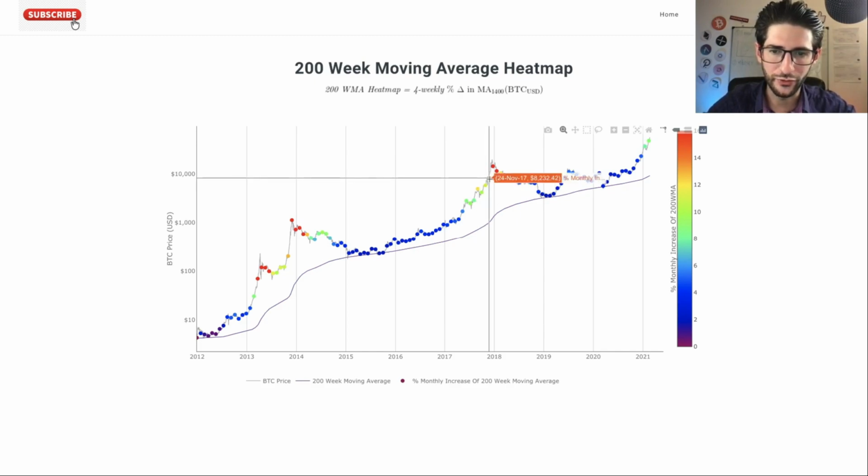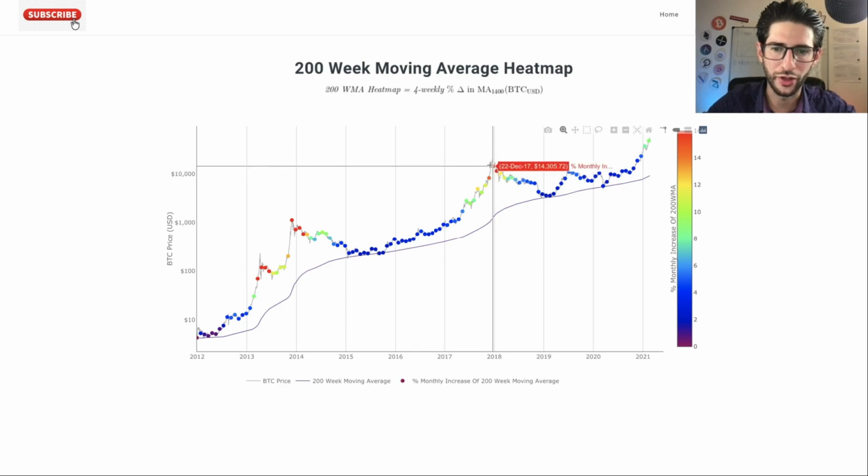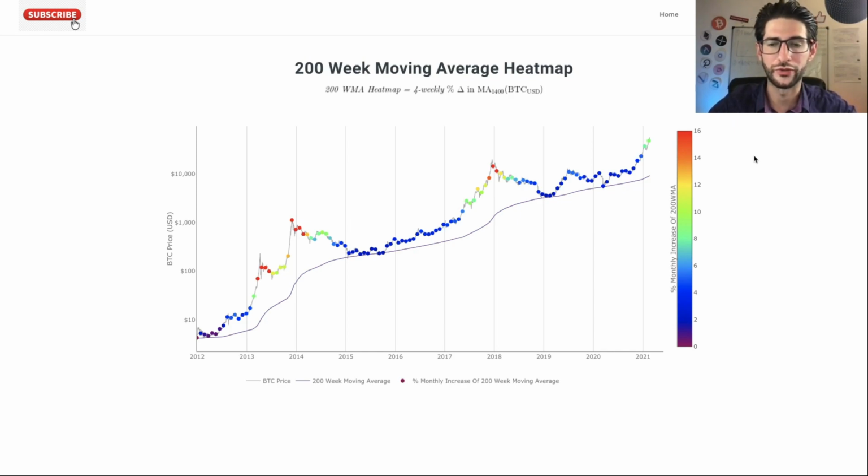Also, the difference between this dot, for example, and the next one was 100%. So this will give you approximately a good time to sell and take profits on the bull market, but it will not tell you exactly which is the best price. But anyway, any time that you sell on the red dot, you will have a lot of profit over the market cycle. Let's go into the third chart.